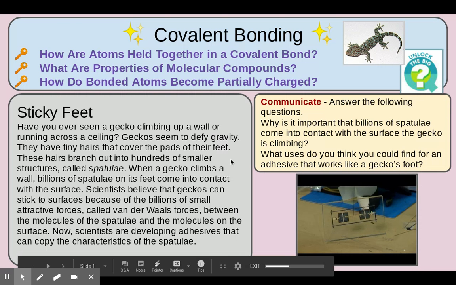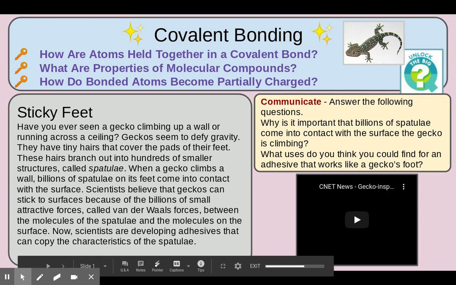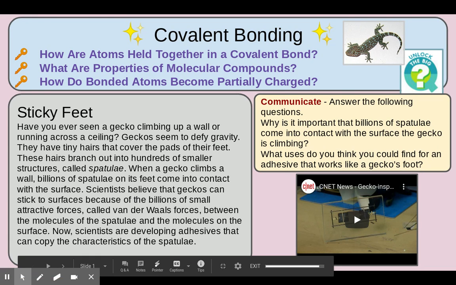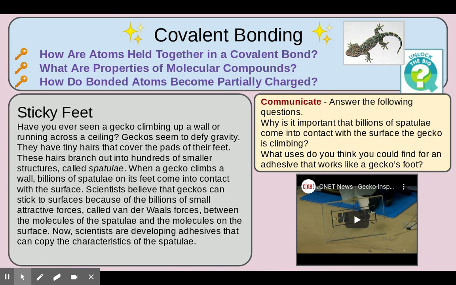Okay, so covalent bonding is another way that atoms can bond, and it's about sharing electrons this time. So you can think about this as how electrons can kind of float in figure eights around both elements. So our key points today are how are atoms held together with covalent bonds, what are the properties, and how do bonded atoms become partially charged.